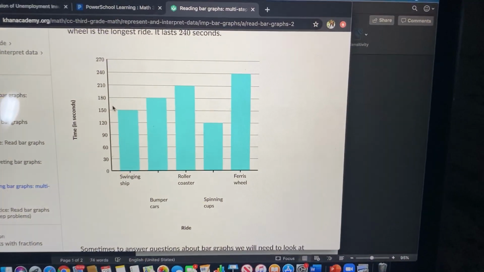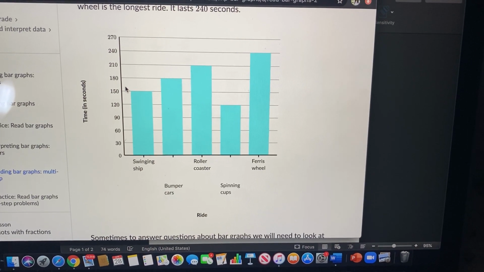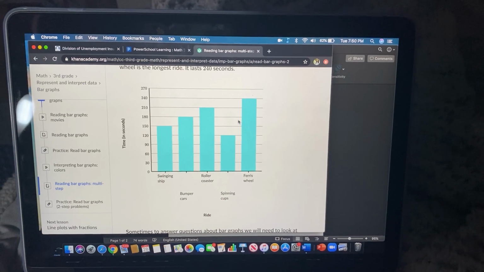We already have roller coaster. Let's look at spinning cups. Spinning cups, we have 120. Do we have spinning cups? Oh, spinning cups is right here. So it's fine. So that's already included. And then we have our Ferris wheel. Our Ferris wheel is at 240. Is 240 in between 120 and 210? It is not, because it would be after. So Ferris wheel doesn't count.